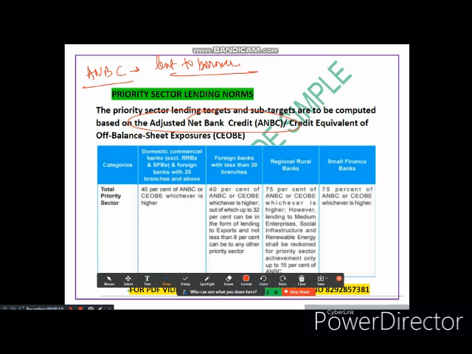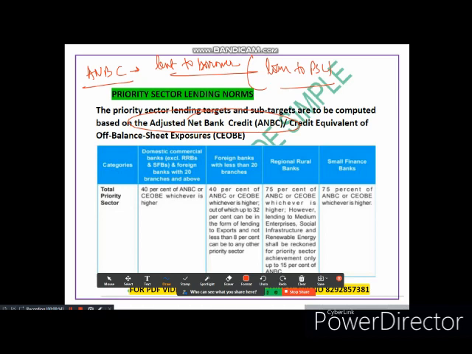So the total amount of money which the bank has lent to its borrowers is called ANBC. Friends, it includes loans given to priority sector entities. It is included. For instance, a bank might issue a letter of credit. So ANBC is a measure of the bank's lending activity.